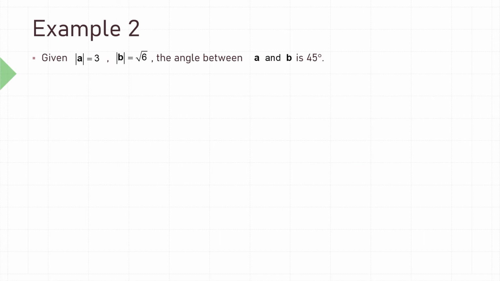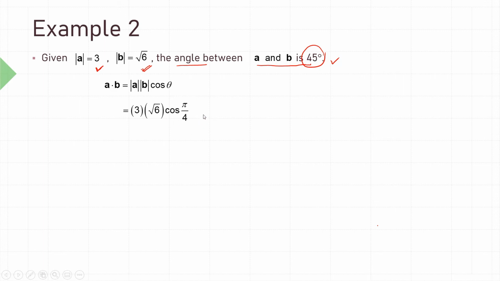Now suppose we have this example. We are given that the magnitude of A is 3 and the magnitude of B is 6. The angle between A and B is given as 45 degrees. We need to find the dot product between A and B. If we are given the length of A, the length of B, and the angle between them, we can find it using this formula. You just need to plug in 3, 6, and cos 45, something like this. Now you just plug into the formula and you get the dot product between A and B.